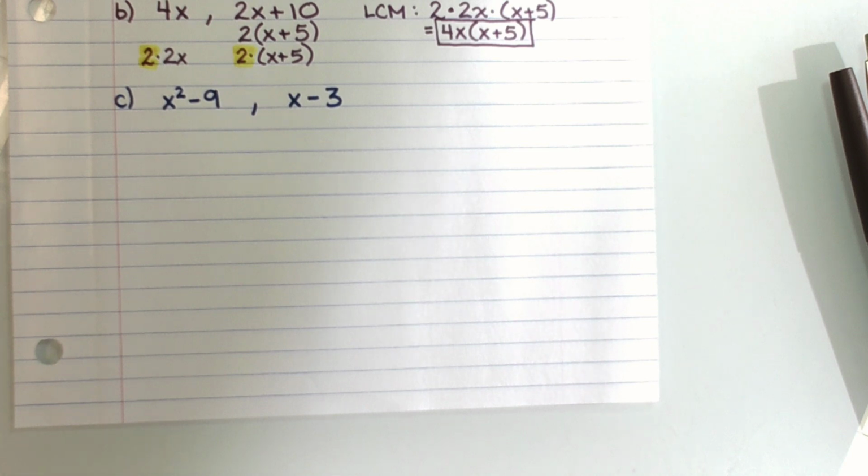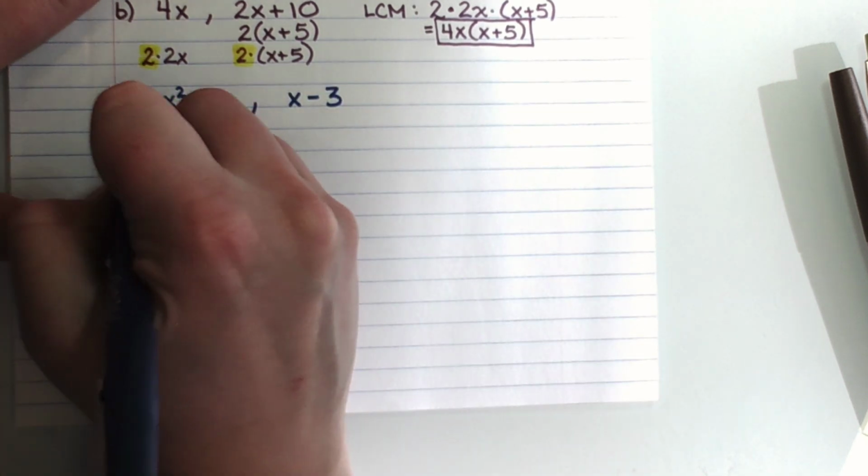X squared minus 9 and x minus 3. I notice addition and subtraction, which means I must factor for both of them, if they factor. Can we factor x squared minus 9? Yes, greatest common factor is 1. It is quadratic, which means I would think about the AC method, but is there a shorter method for x squared minus 9? What can I do for x squared minus 9? Difference of squares. Or could I do the shortcut? Yeah, either way.